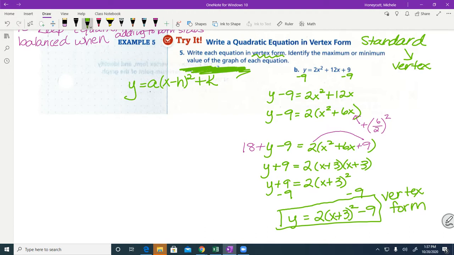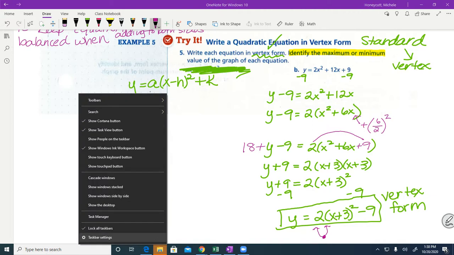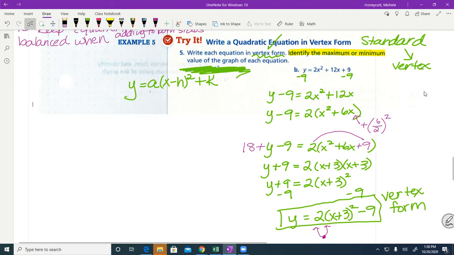Check. Write the equation in vertex form. Did it. Second part, identify the maximum or the minimum. Well, I have to think about this graph. A value is positive, so that means it opens up. That means this graph will have a minimum value. The minimum is the y value of the vertex. So my minimum is right there, -9.